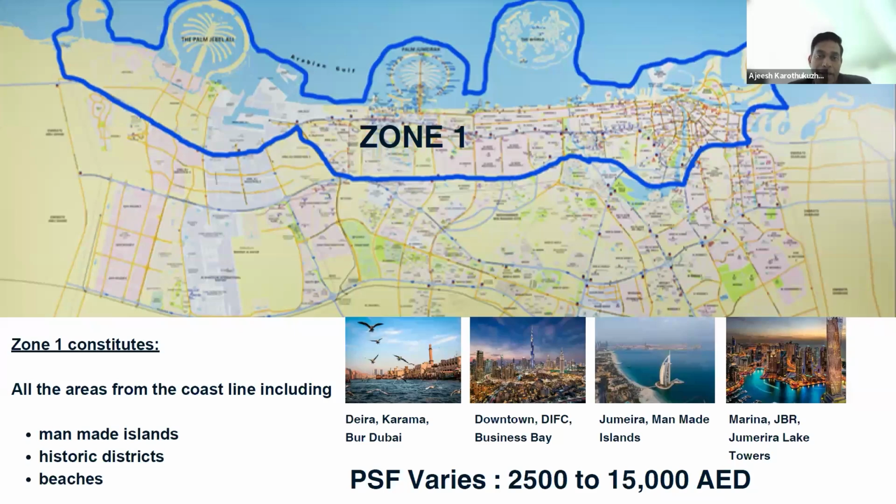So coming back to zone one, it is the major area of Dubai development. It started in 1971, and Dubai has the historic towns called Deira, Karama, and Bur Dubai, which are the major cultural neighborhood areas. When you speak about these areas, these are the cultural part of Dubai. So these are the areas that constitute it.